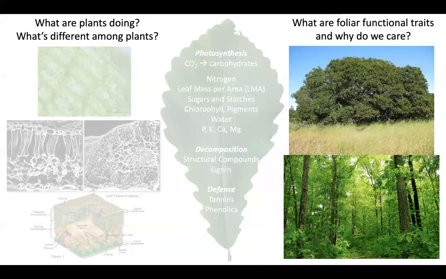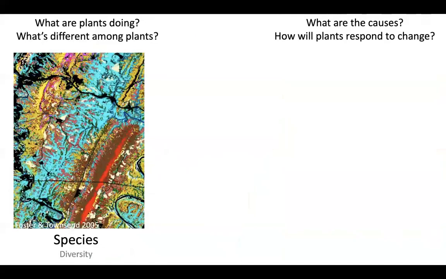So we care about this because then we can actually start to characterize what's different about the functioning of an ecosystem within a forest, between different forest types, between different vegetation types. So what are some of the applications that have come of this? I'm just going to show you some examples from my work.